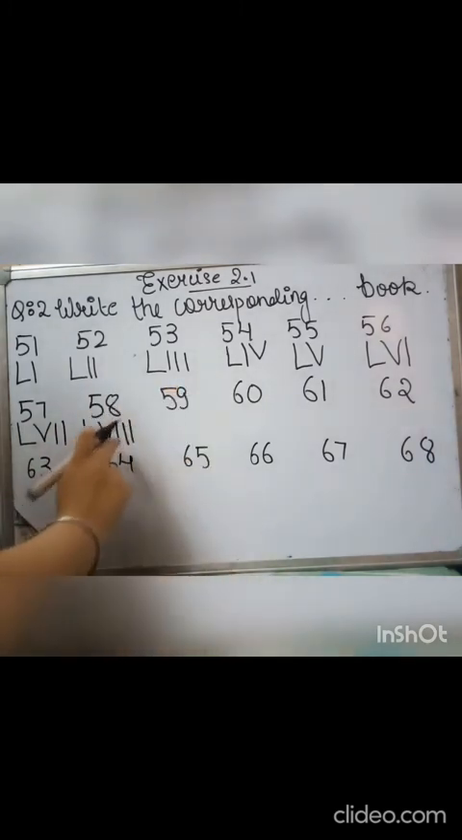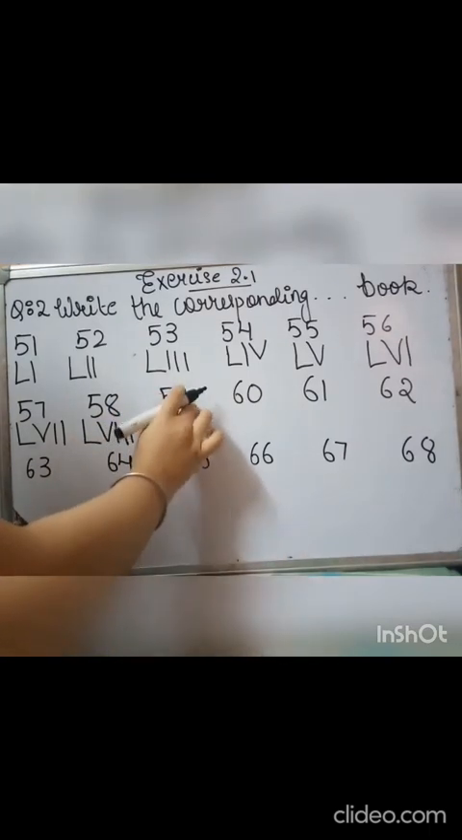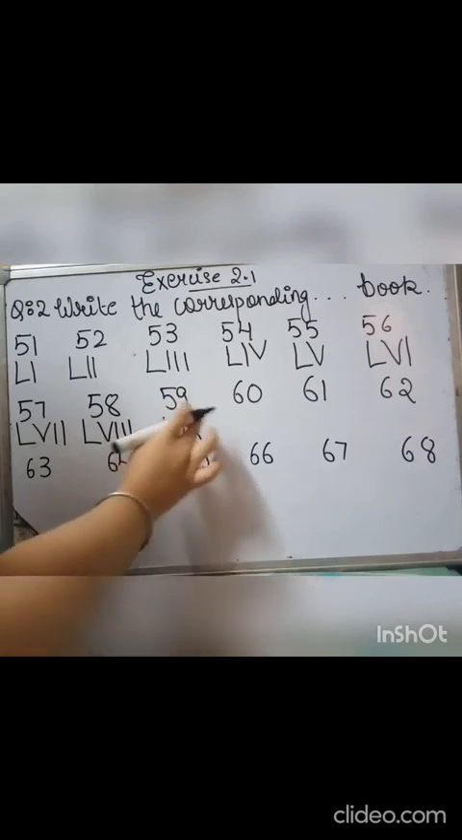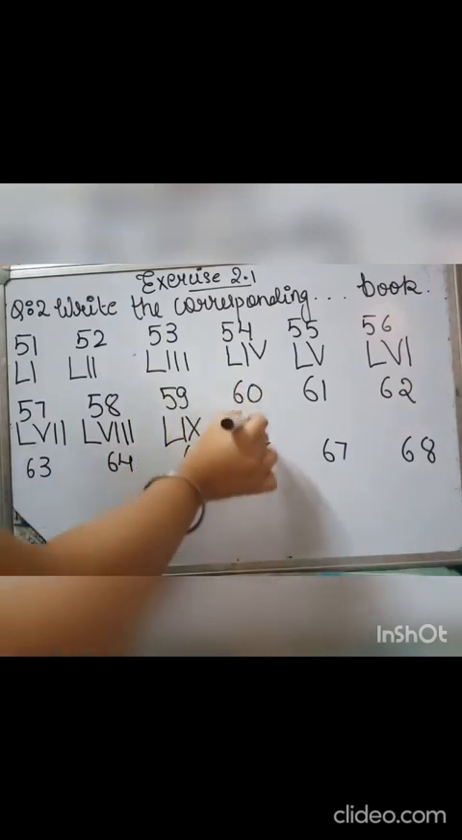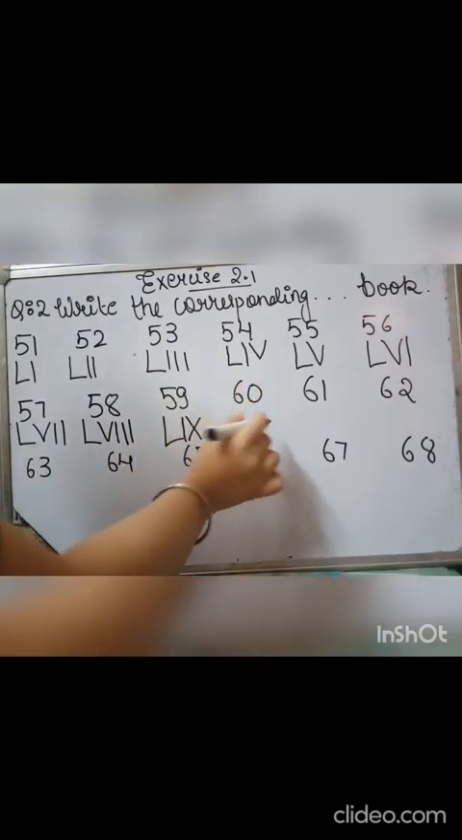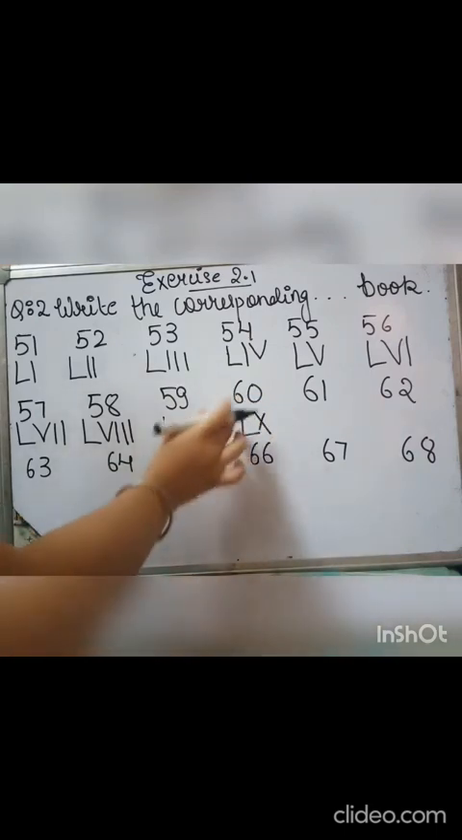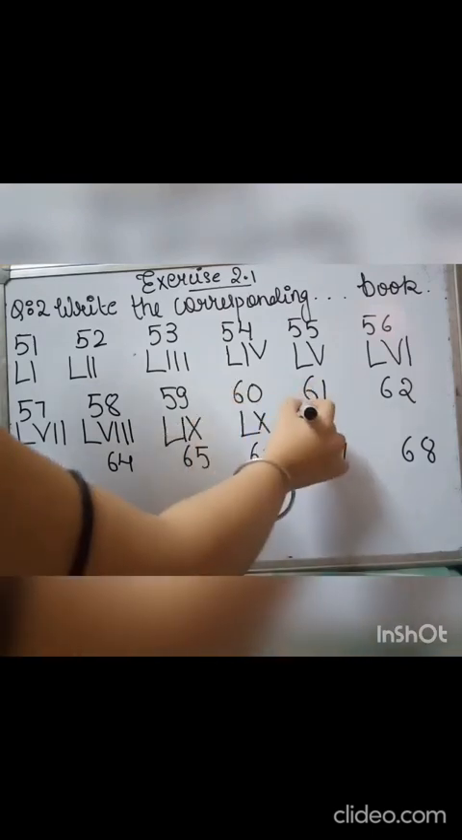Now 59. Here we will not write I again because 3 times we have used. So 50, and for writing 9 we will subtract I from X, means 1 from 10, which will give us 9. Here we have to write 60. So first 50, then add 10, 60. 50 plus 10 is 60. Here 60 we have written.